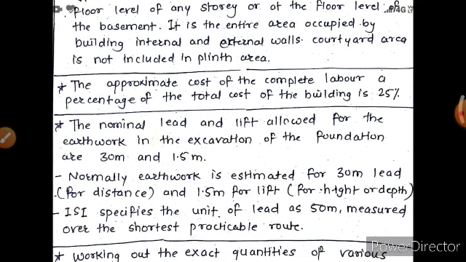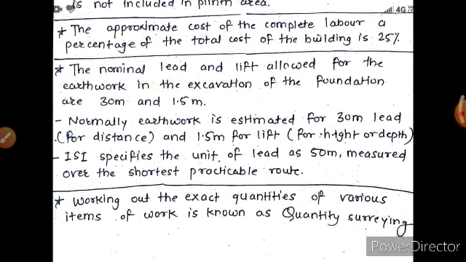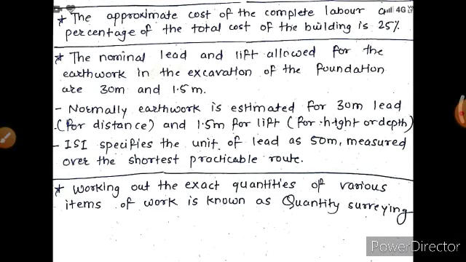The next important point is that the approximate cost of the complete labor as a percentage of the total cost of building is 25%. The nominal lead and lift allowed for the earthwork in the excavation of the foundation are 30 meter lead and 1.5 meter lift. Normally, earthwork is estimated for 30 meter lead for distance and 1.5 meter for lift, for height or depth.